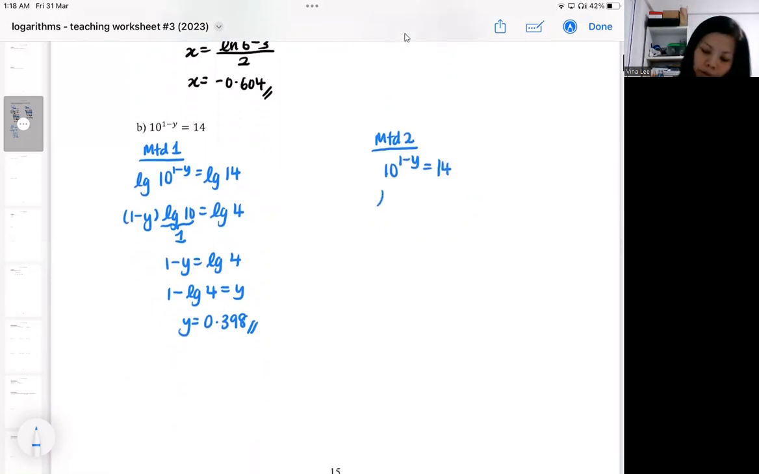So if I change to a logarithm format, it is a base 10. The answer is 14, and the power is 1 minus y. So that means this part is lg 14, 1 minus y, and y is 1 minus lg 14. And then you still get the same answer.